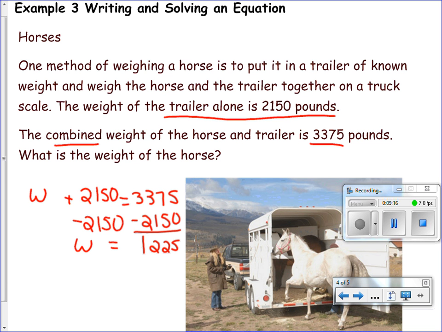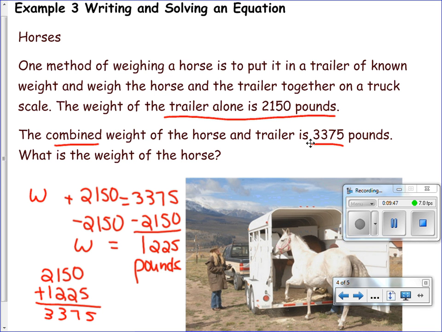So I will go back and check to see if that will work. What plus 2,150 equals 3,375? So 2,150 plus 1,225. And so my answer is correct. But your answer total is going to be pounds. So word column, you need a word in it.